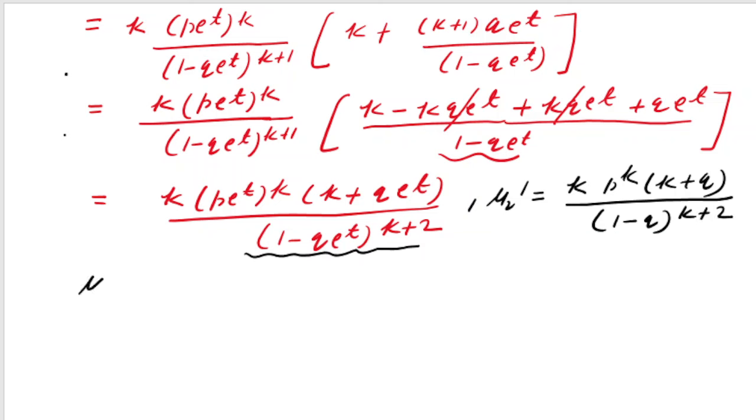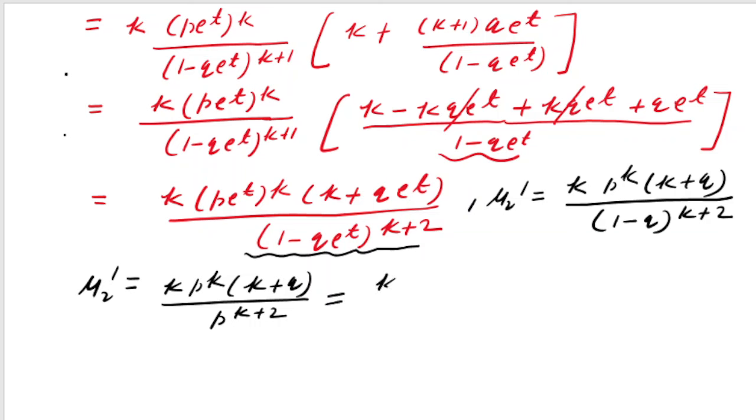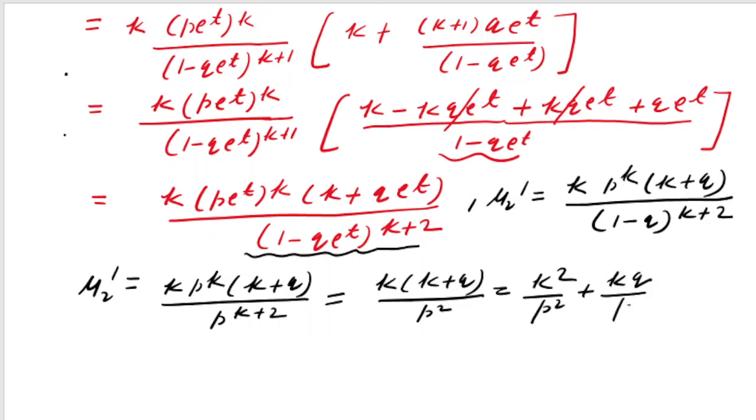So what is the mu2 dash we are getting? Mu2 dash we are getting k into p to the power k into k plus q, and 1 minus q is basically p, so that will give me p to the power k plus 2. Now this will cancel. So in the numerator, k into k plus q divided by p square. So what we got is k square by p square plus k into q by p square.